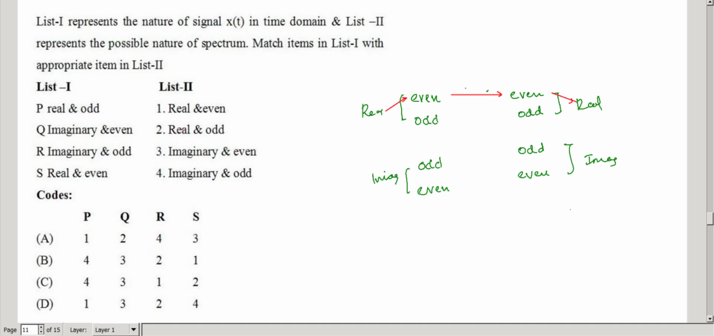See here, signal is real and even, spectrum is also real and even. Signal is real and odd, spectrum is imaginary and odd. Signal is imaginary and odd, spectrum is real and odd. Signal is imaginary and even, spectrum is imaginary and even.